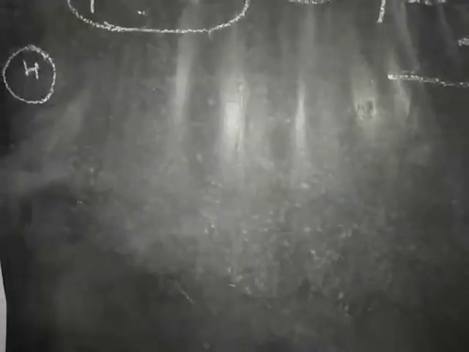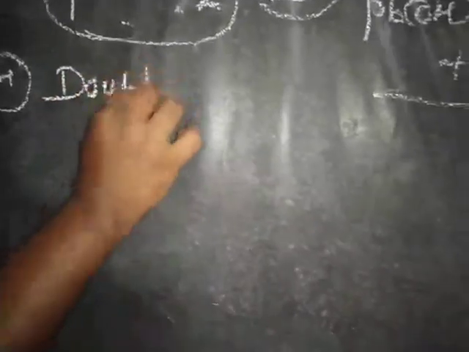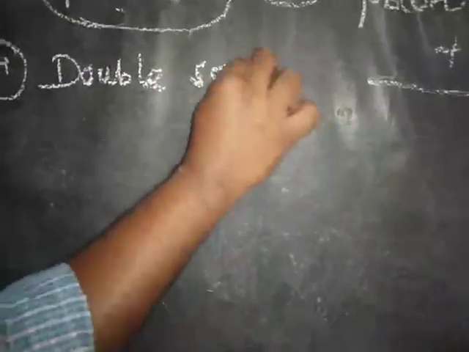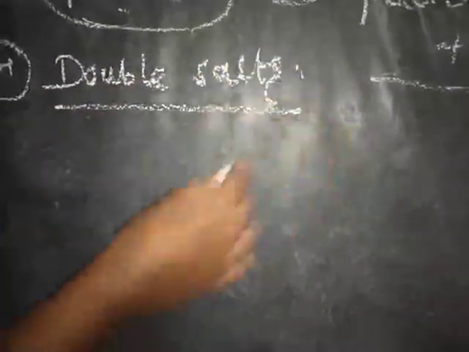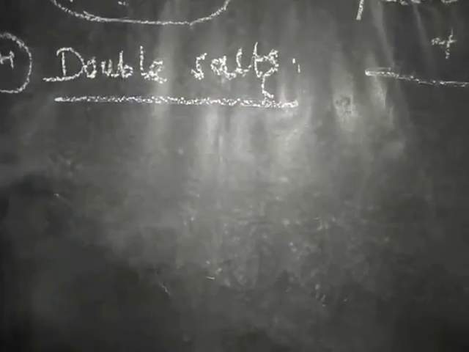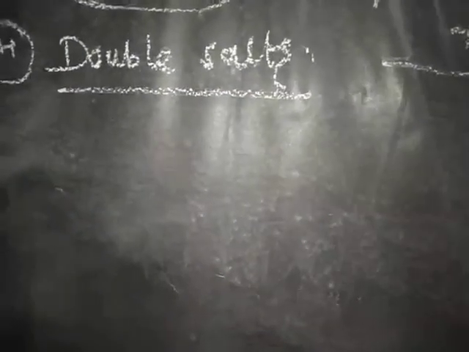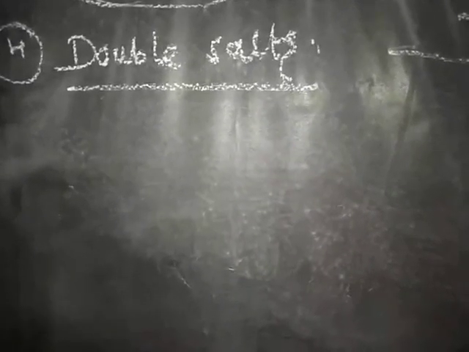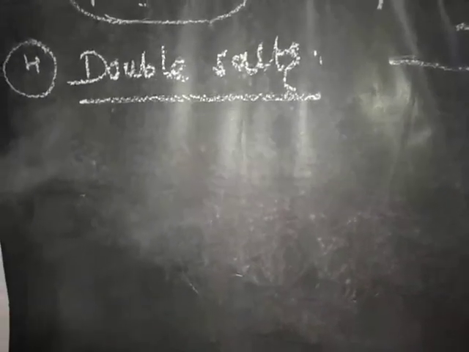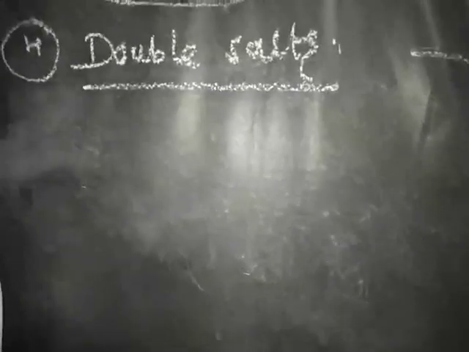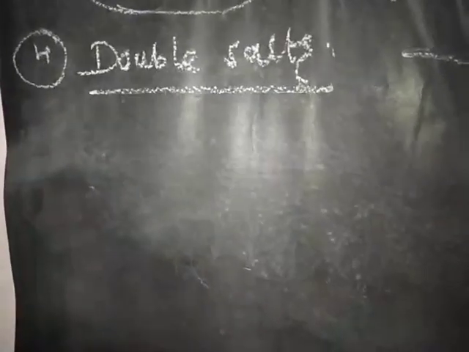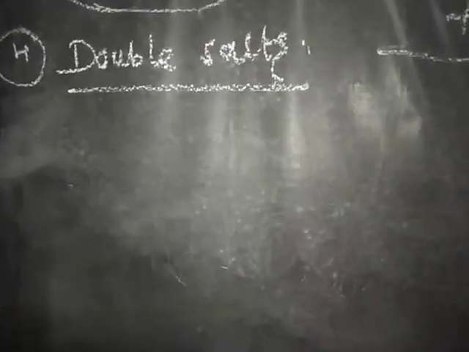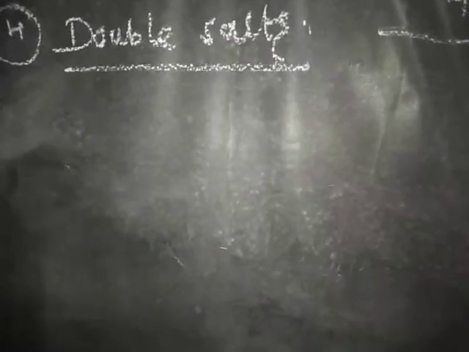Next, fourth one, double salt. So double salt is nothing but a mixing of saturated solutions of two simple salts in an equimolar ratio followed by crystallization. For example, potash alum. It is a mixture of potassium sulfate and aluminium sulfate.